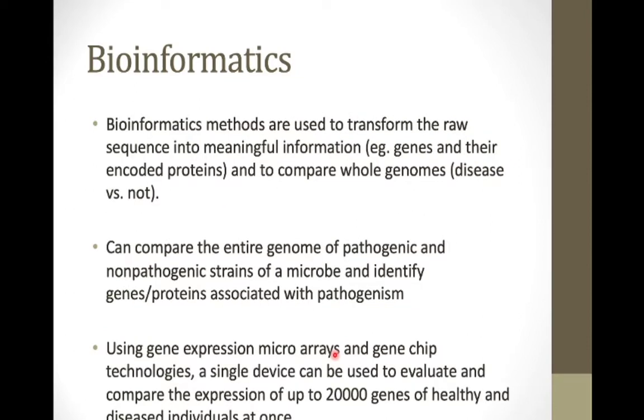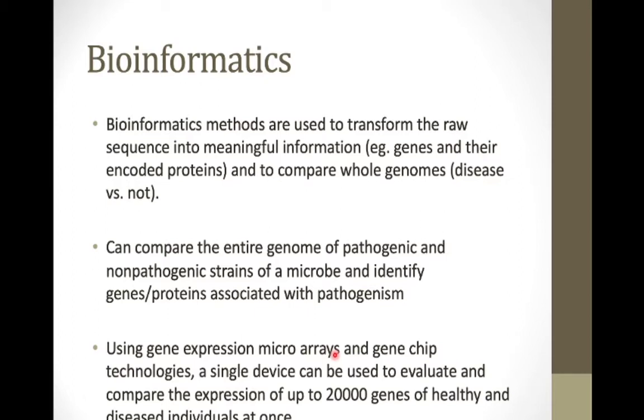Now, the methods that are used to transform the raw data into meaningful information, for example from genes and their encoded proteins, and then we can compare to the whole genome, so whether or not there's disease or not. Bioinformatics allows us to make that comparison. So we can compare the entire genome of a pathogenic or non-pathogenic strain of microbes, and we can identify genes and proteins associated with that pathogenicity.